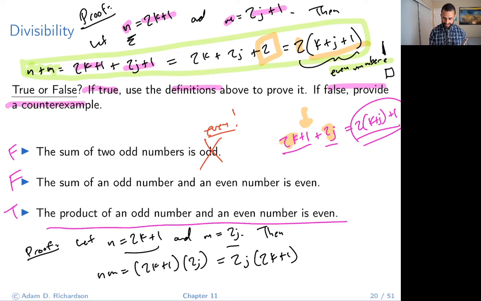But look at this. Look right here. This is 2 times some number. Here it is. It's 2 times some number, which is even. That's an even number, right? So this whole thing right here is an even number. And there's the proof. All done, right? So easy, quick and easy proof. You just had to use the definitions of even and odd.